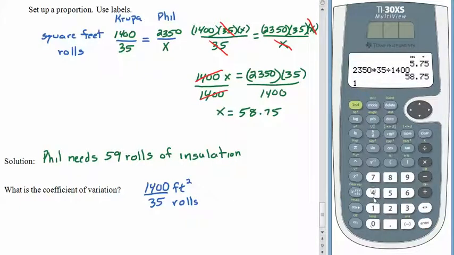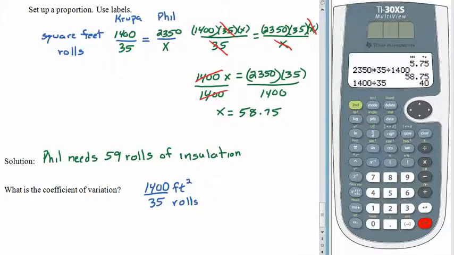So when you come over here to your calculator and take 1400 and divide by 35, that's 40. This means 40 square feet per roll. And this, of course, is the type of unit rate that you would have gotten as an answer during your last lesson. So coefficients of variation here for direct variation are usually unit rates or unit ratios.